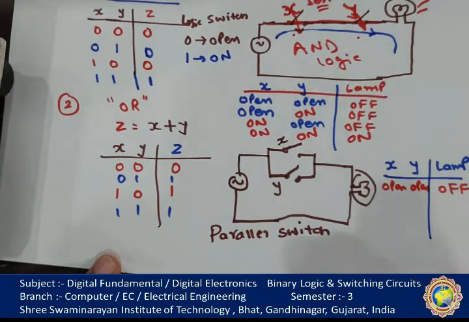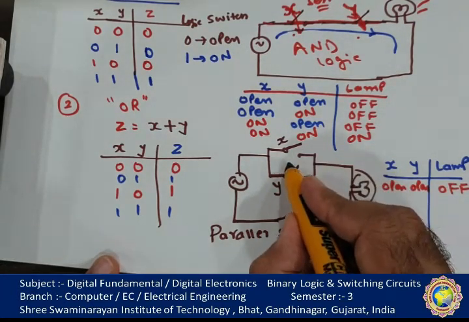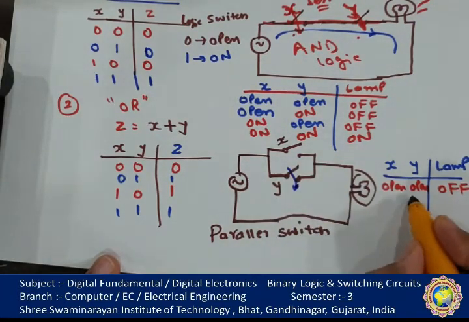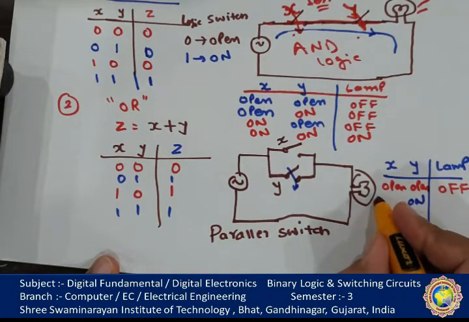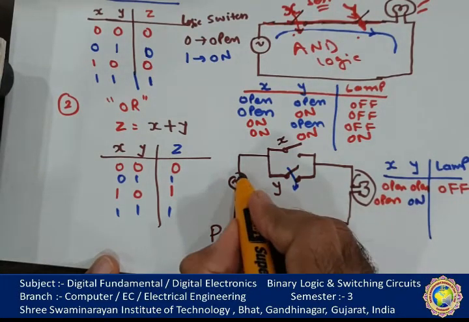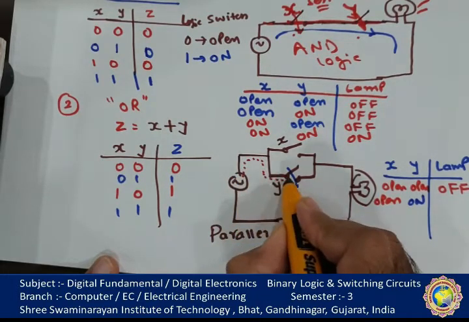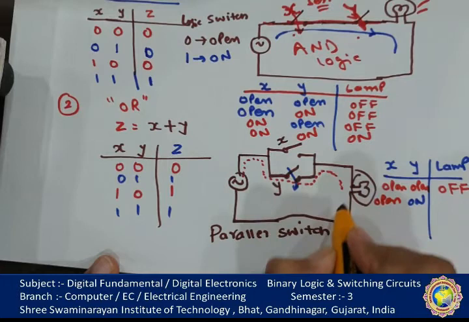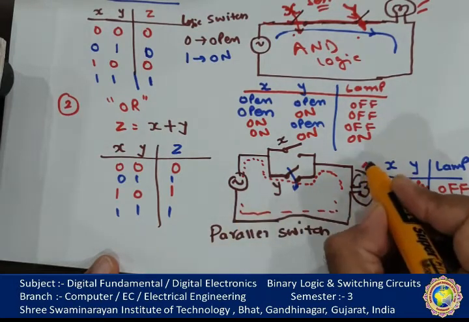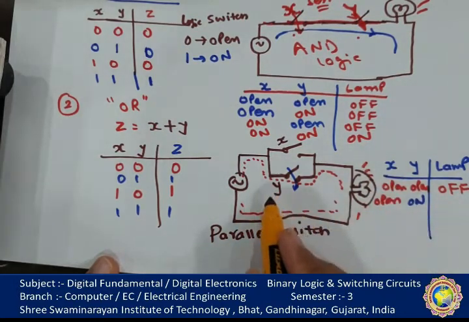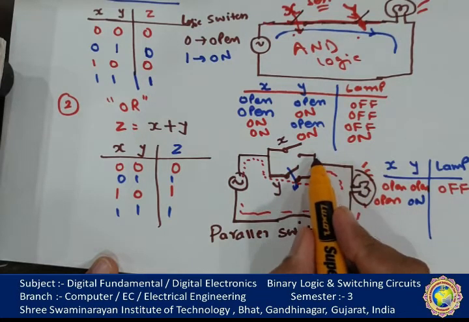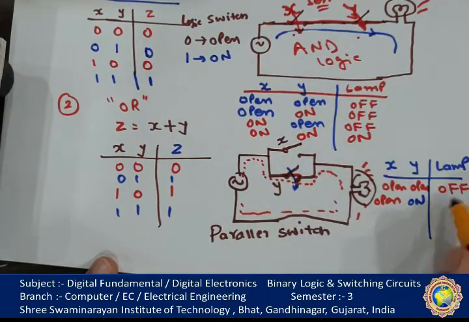Now let's see, suppose one of them is closed. Let's discuss Y is closed. The Y switch is on, while X is still open. So what happens? Electrons will pass in this direction and the bulb will glow, because whatever current the bulb requires will pass through this closed circuit, and the bulb will be on.